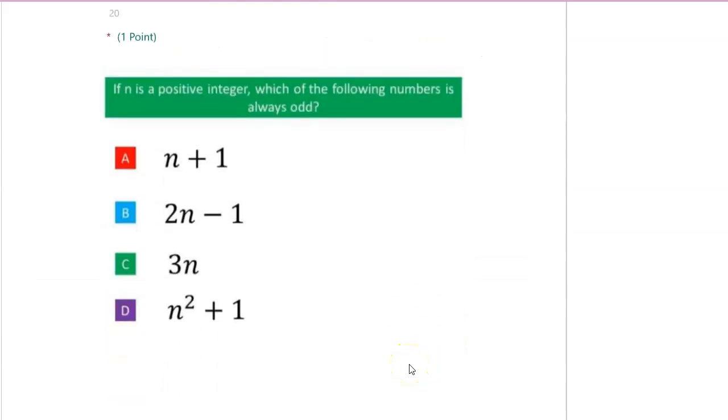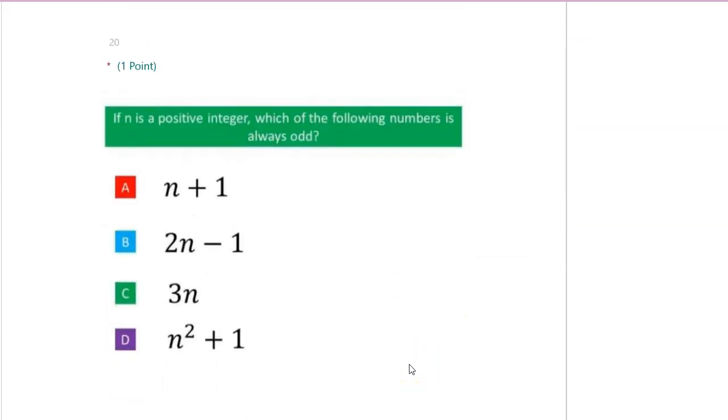Question 20, you've made it just about. n is a positive integer. Remember, integers are the positive or negative whole numbers or zero, so something like -3, -2, -1, 0, 1, 2, 3, with the little ellipsis at each end showing these numbers go on forever. There's an infinite number of them. Which of the following numbers is always odd?